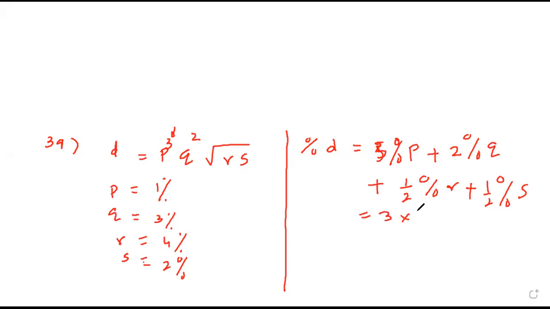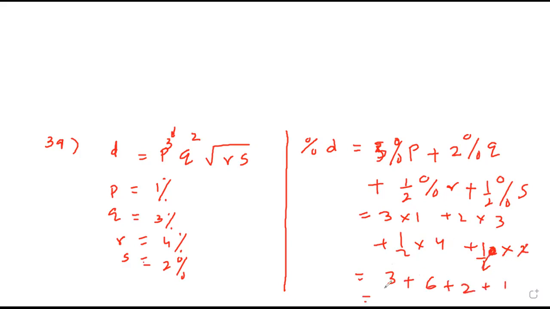3 into 1 plus 2 into 3 plus half into 4 plus half into 2. Now, 3 into 1 is 3, 2 threes are 6, half into 4 is 2, and half into 2 is 1. So 6 and 3 is 9, 9 and 2 is 11, 11 and 1 is 12%. Is it clear for you all? Okay, please write: power becomes multiplier and add all the errors.